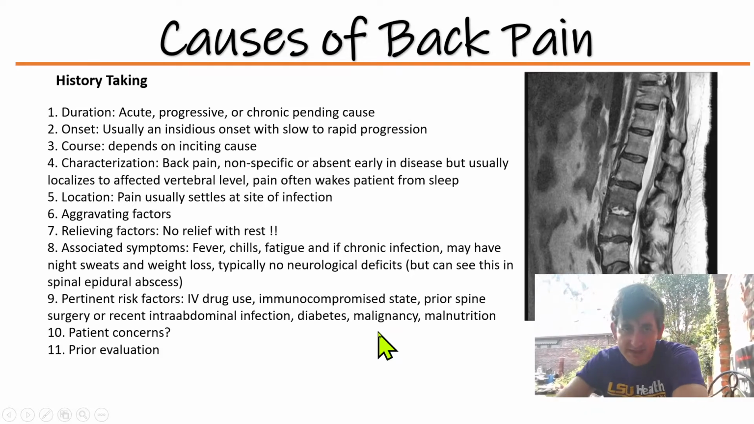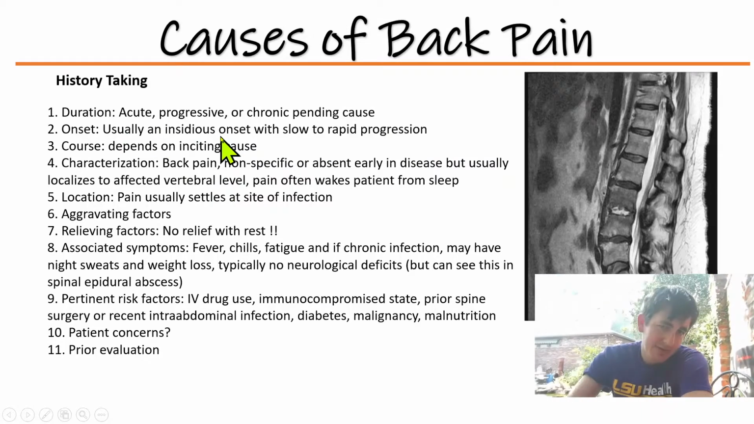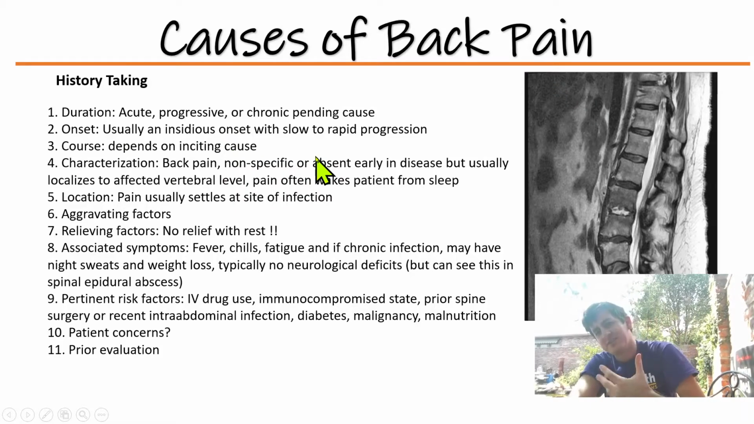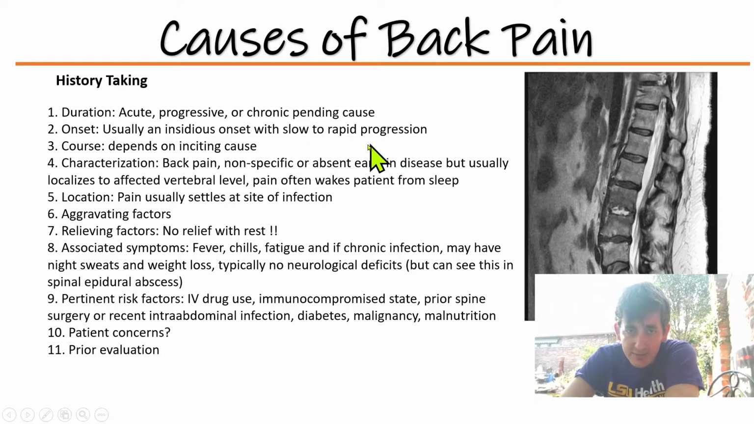All right, so when you have the patient there, you want to find out the duration of symptoms. And these can be acute, progressive, or chronic, depending on your organism that's causing this and what's going on. The onset's usually insidious, so slow. It kind of builds up, and it can have slow to rapid progression. Of course, you know, usually these are going to get worse, right? But it can be slow or rapid depending on the cause.